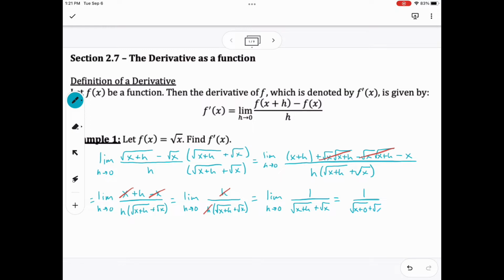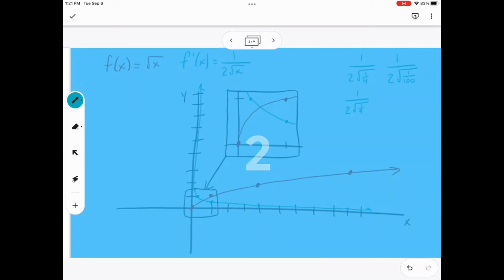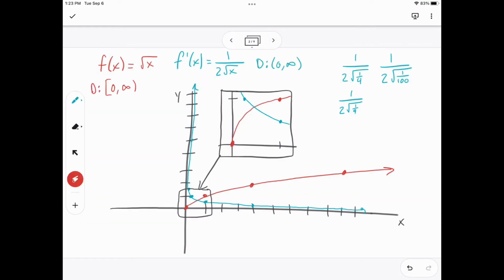So now I can plug in the 0. That allows me to get square root of x plus square root of x, which is actually 2 square root of x. So my derivative for this function is 1 over 2 square root of x. Now I would like to look at these two functions in comparison to one another.